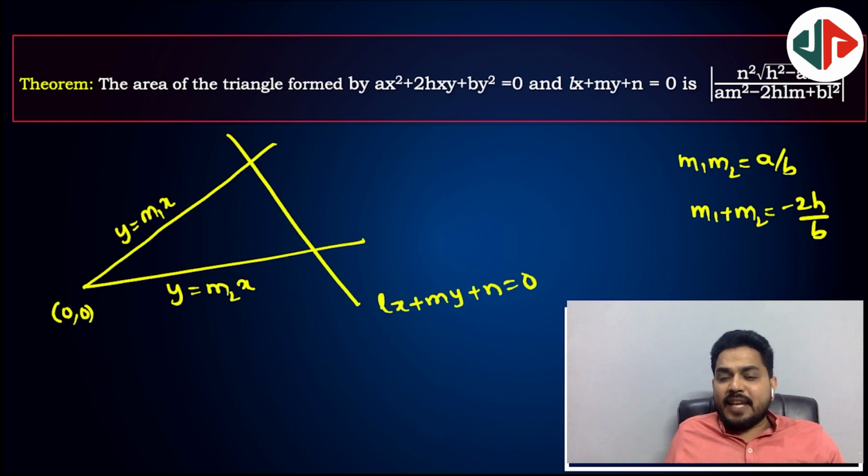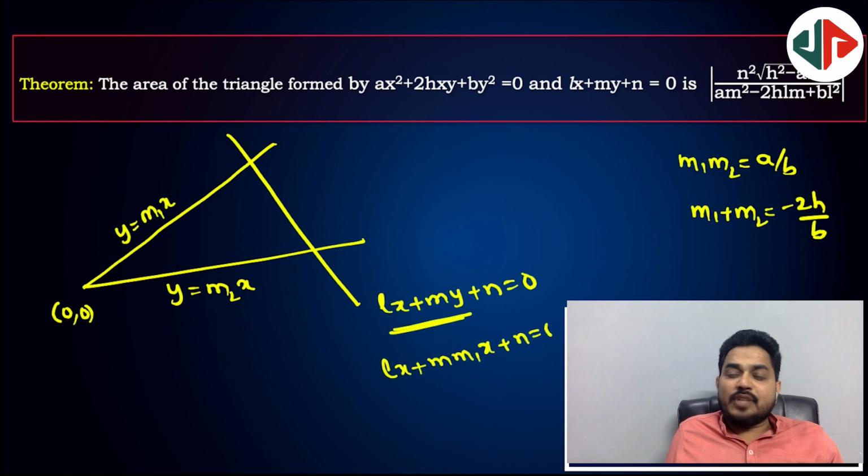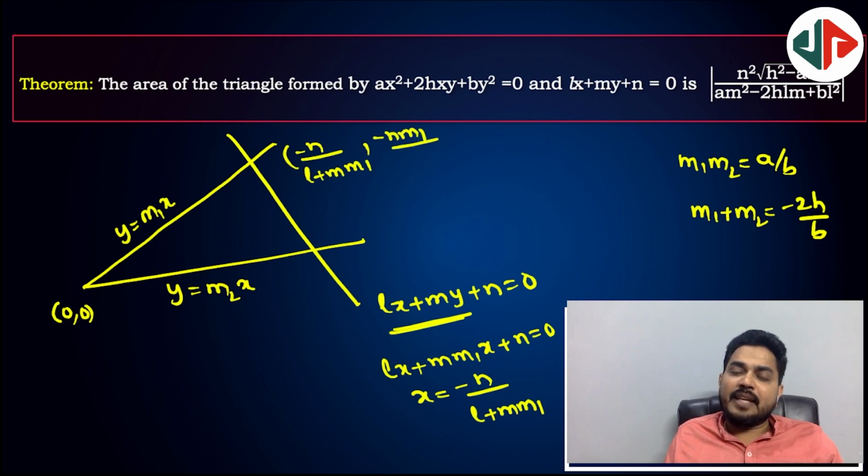Y is equal to M1x, you substitute here. So what happened? Lx plus M1x plus N is equal to 0. So x is equal to minus N by L plus M M1. So this point is minus N by L plus M M1, and y is equal to M1x, so minus N M1 by L plus M M1. Similarly, y is equal to M2x, you substitute: minus N by L plus M M2, and here minus N M2 by L plus M M2.